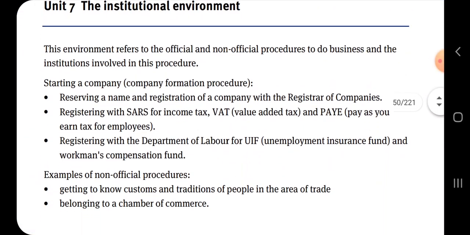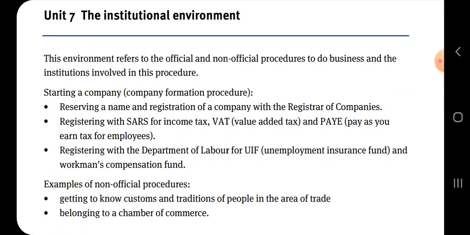And then we have the institutional environment. This environment refers to the official and non-official procedures to do business and the institutions involved in this procedure. By starting a company, in the institutional environment, we're talking about things like SARS, CIPC, where companies are registered, and registering with the Department of Labor, also UIF and stuff like that. So in the institutional environment, a business needs to register for tax purposes, VAT. The company that is operating needs to be registered with the CIPC, and you also have to register with UIF.